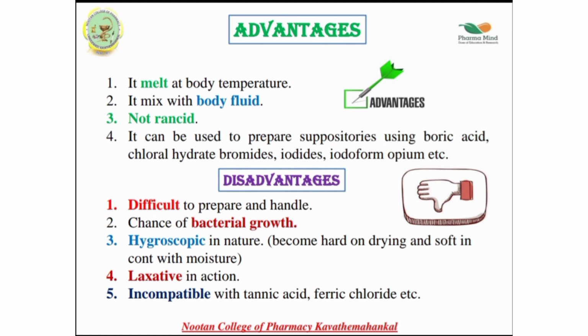it mixes with body fluid, it does not go rancid, and it can be used to prepare suppositories using boric acid, chloral hydrate, bromides, iodides, iodoform, opium, etc. These are the advantages of this glycero-gelatin. The disadvantage of the glycero-gelatin is the difficulty to prepare and handle. It is a major disadvantage of this base.